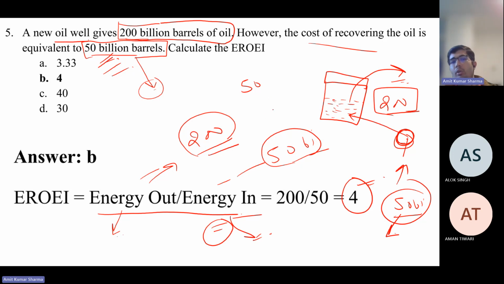Suppose now you have 200 billion of oil. It means you can run how many pumps? If one pump requires 50 billion, you can run four pumps. So you can drain four oil wells to get more oil from those wells. I think now it's clear to you. Any doubt? No, sir. So this is the energy invested and the energy out that we are getting in return.